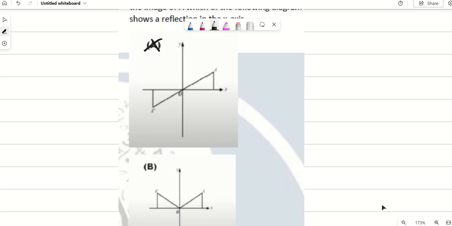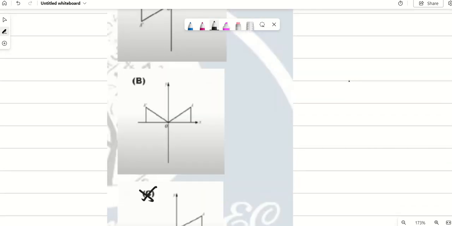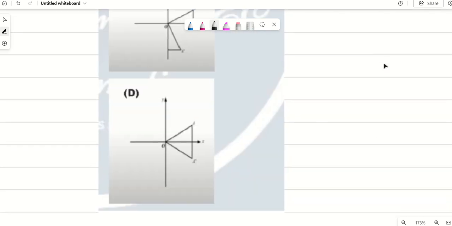right? Where this is a reflection along the x-axis, right? This is a reflection along the y-axis, so it's not B either. So the answer would be, through a process of elimination, D. A reflection would be opposite how the triangle would look, and it is along the x-axis. So the answer here is D, right?